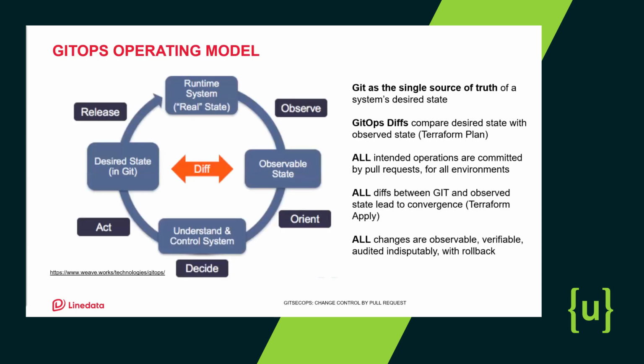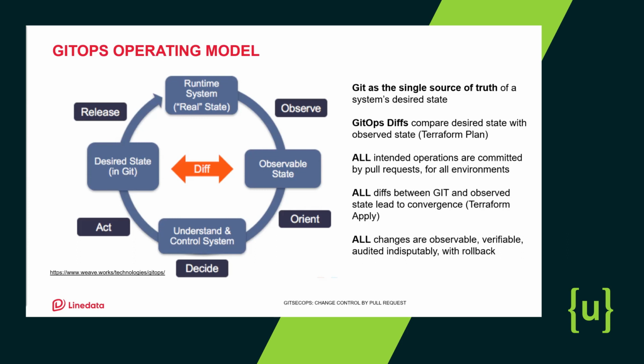So the operating model is fairly straightforward, right? So you have Git as your source of truth. You have your diffs between your observed state and your desired state. In our scenario, we use Terraform. So in Terraform language, that is considered a Terraform plan. All of your intended operations are committed by pull request for all environments, whether it's dev, QA, staging, production, any environment is changed through a pull request and committed in Git. And all of those diffs between Git and the observed and desired state lead to that convergence.